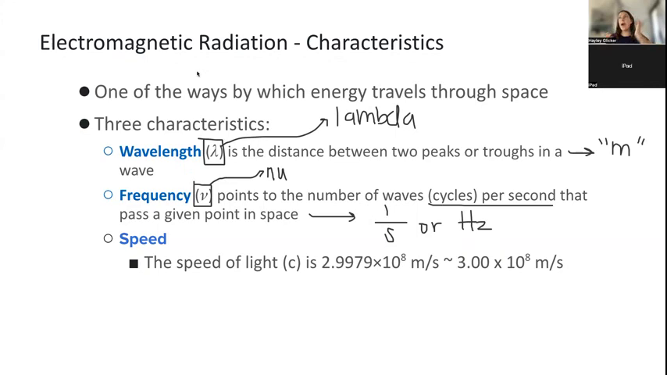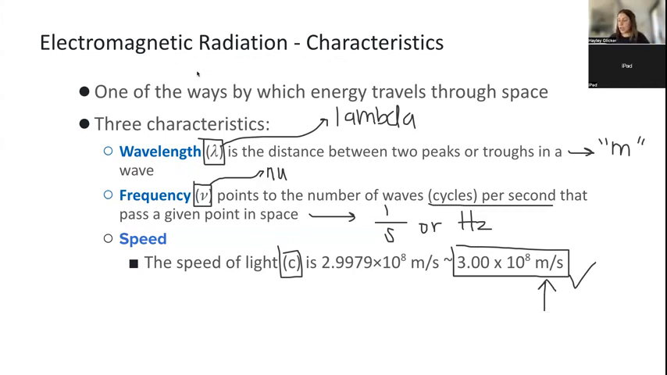Lastly, a characteristic of our wave is speed, how quickly something is moving. And in our natural universe, the speed of electromagnetic radiation is the speed of light, which is the variable c, and is 2.9979 times 10 to the 8th meters per second. We can go ahead and utilize this value for our speed of light as 3.00 times 10 to the 8th meters per second. Emphasis on the units here. It's some sort of distance over time, so it's meters per second.